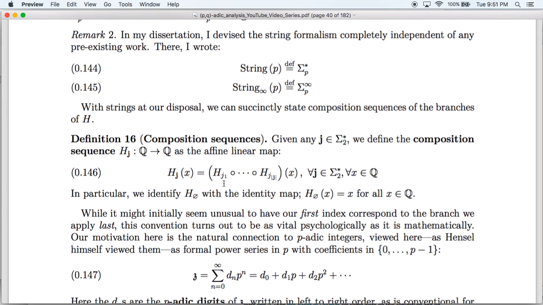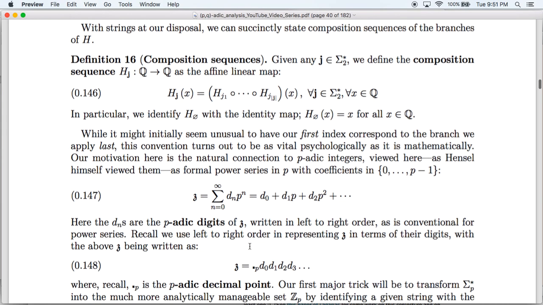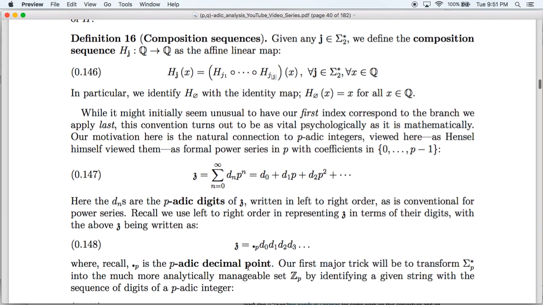The reason why this approach works is because of our way of writing p-adic numbers. Remember, p-adic integers are formal power series in the variable p with coefficients, and we write the digits left to right in terms of increasing powers of p. So the reason why this is important is because we are going to transform the set of strings into a set of numbers.